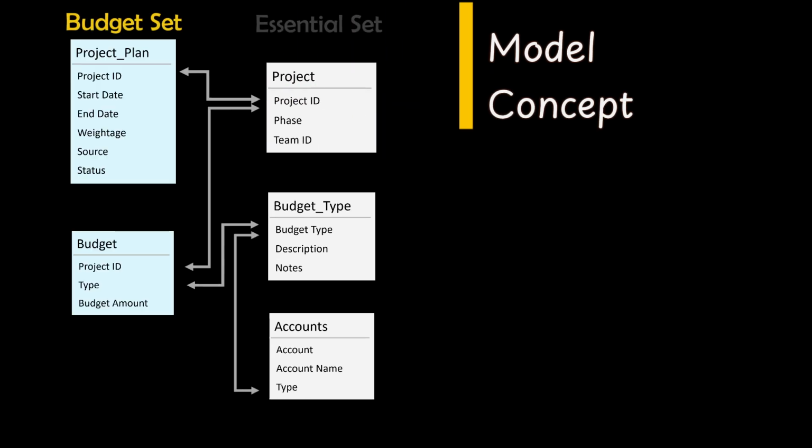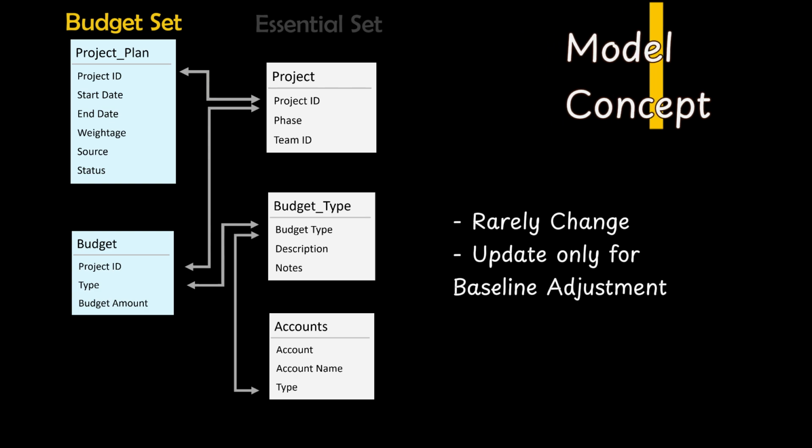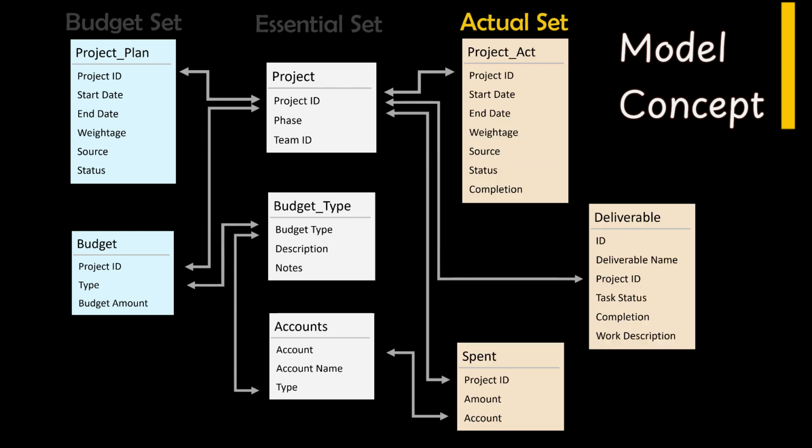The second set is the planning or budget information, which includes project plan table for baseline project schedule, and budget table for project budget. These tables are usually set once and rarely updated unless there are baseline adjustments. The third set is for the actual or execution information. It includes the tables for project progress tracking, deliverable status, and project spent or expenditures. You only need to maintain these 3 tables moving forward. In case you are wondering, the arrows are pointing to the fields that are used to link the tables. And there we have it, an overview of the data model for this project progress tracking dashboard.